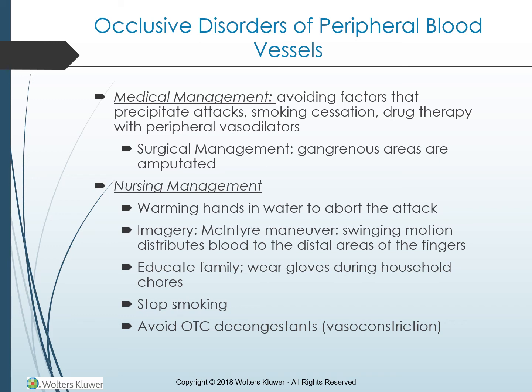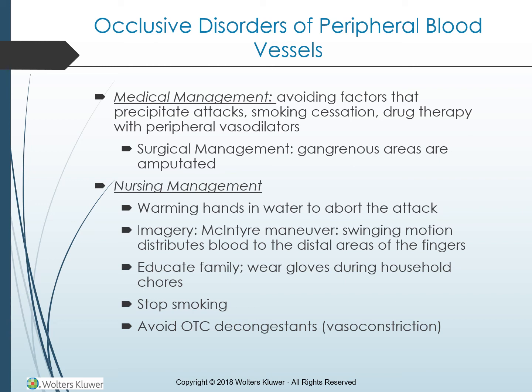Another technique is to teach clients to imitate the exercise snow skiers use called the McIntyre maneuver. While standing, clients swing their arms behind and then in front of their bodies at a rate of about 180 times per minute. The swinging motion distributes blood to the distal areas of the fingers.